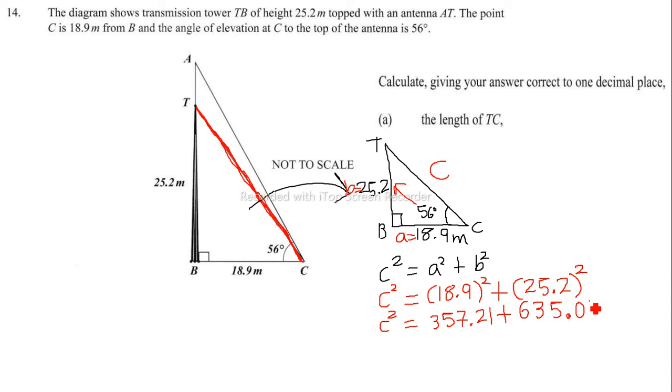635.04. So c squared is going to be equal to what? 357.21 plus 635.04. So 357.21 plus 635.04, that's what? 1022.24? No.